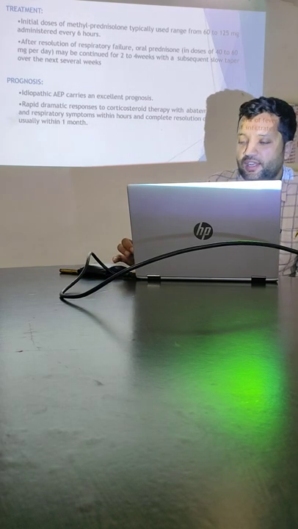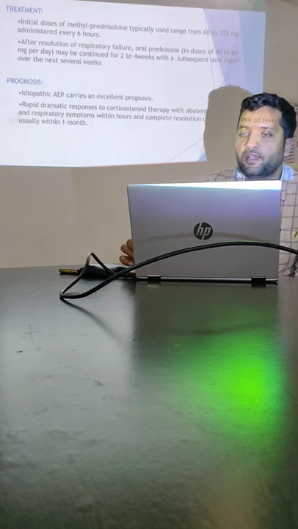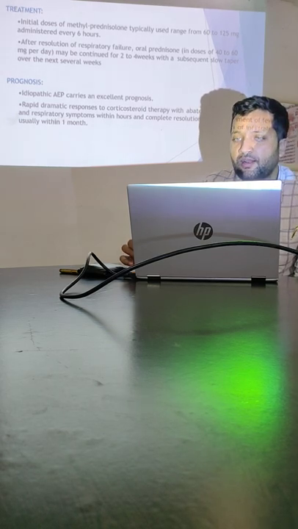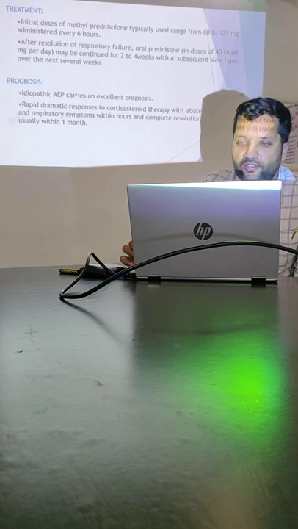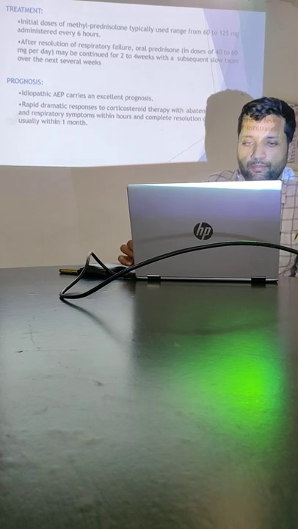Treatment is as for any allergic disease; the most common treatment is steroid. The initial dose of methylprednisolone typically used ranges from 60 to 125 mg administered every 6 hours. After resolution of respiratory failure, oral prednisolone may be continued for 2 to 4 weeks with a subsequent slower taper over the next several days. Prognosis is excellent. In contrast, ARDS has a poor prognosis.